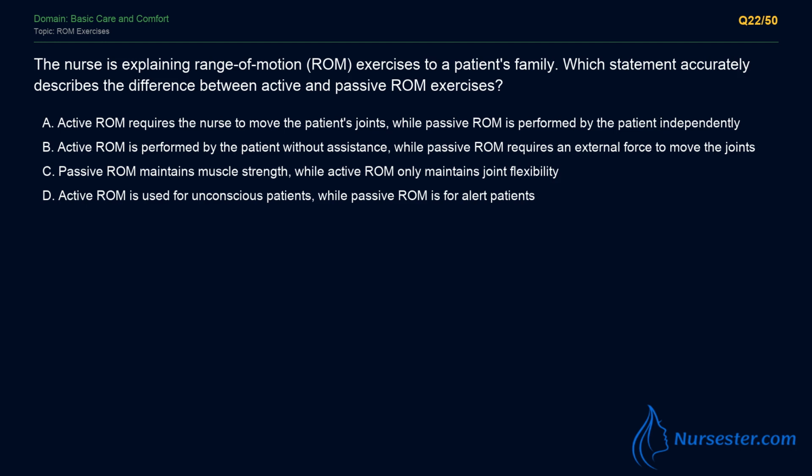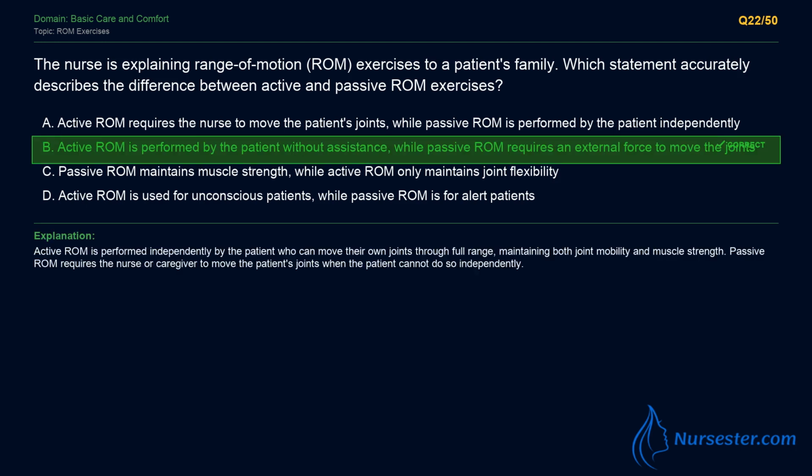Option C. Passive ROM maintains muscle strength, while active ROM only maintains joint flexibility. Option D. Active ROM is used for unconscious patients, while passive ROM is for alert patients. The correct answer is B. Active ROM is performed independently by the patient who can move their own joints through full range, maintaining both joint mobility and muscle strength. Passive ROM requires the nurse or caregiver to move the patient's joints when the patient cannot do so independently.